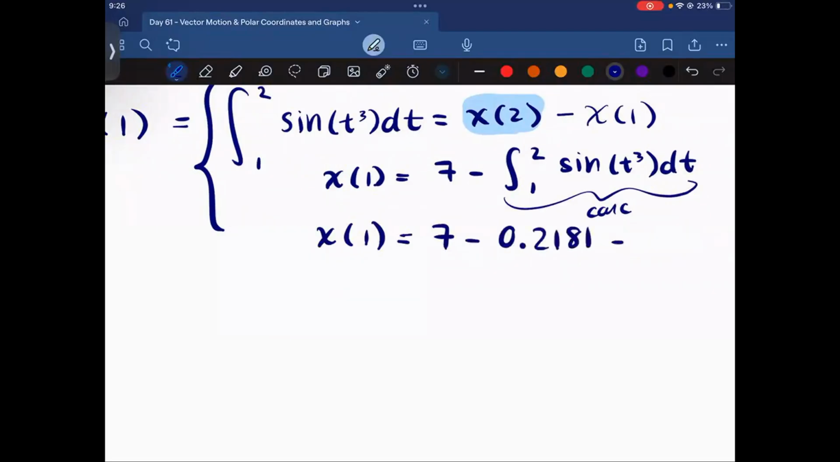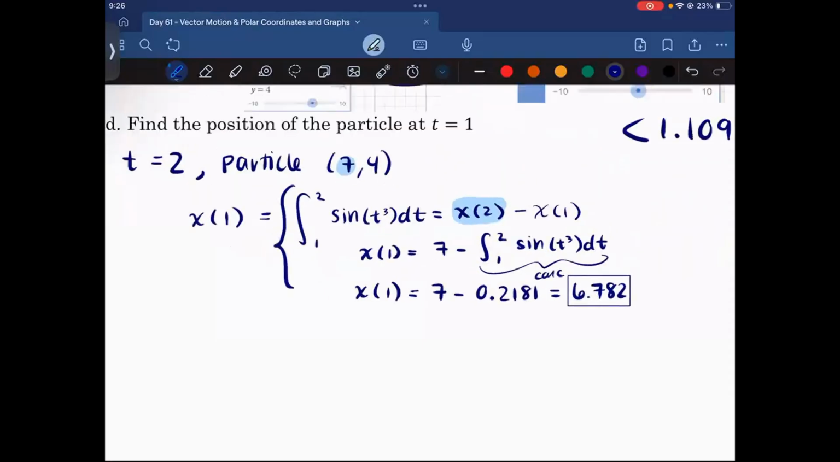2181 or 6.782. And since it is a calculator active question, they will expect you to get the actual answer. So make sure you put that.